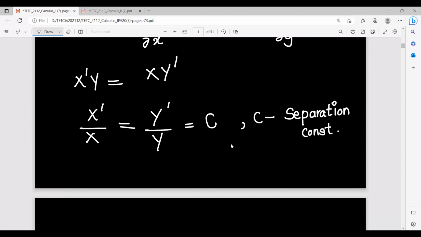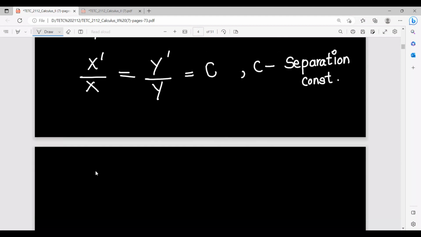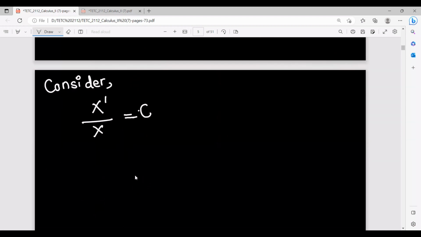So now to solve this problem, we consider one part of this variable with this separation constant. So that means we are going to consider X'/X equals capital C, and Y'/Y equals capital C. We are going to consider these two cases.